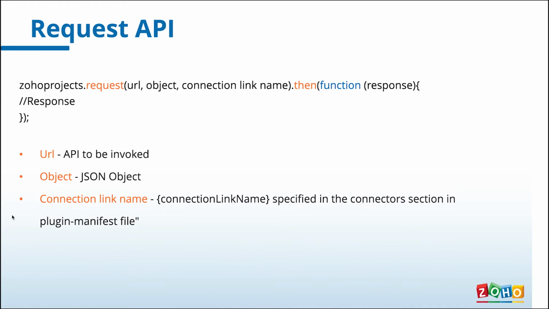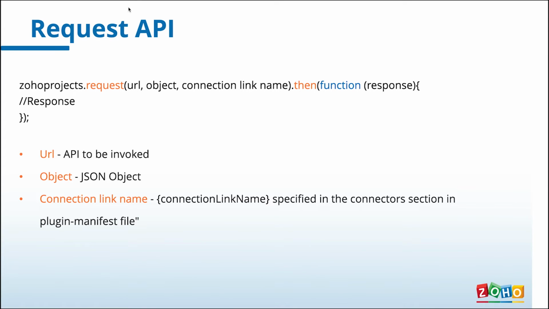Finally, the connection link name is the one we obtained while creating the connector and specified in the plugin manifest file. The URL, the constructed object, and the connection link name are passed as parameters to this API in order to fetch the response.